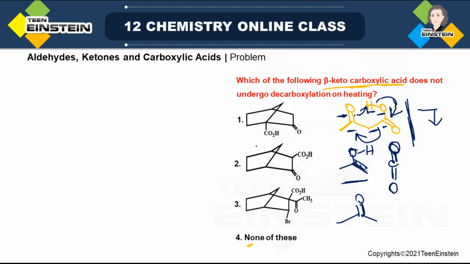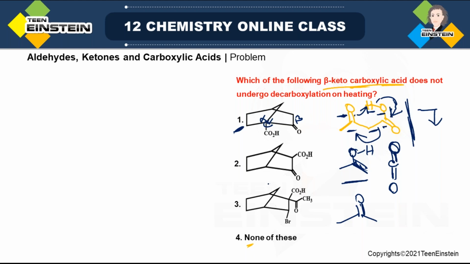Now look at the options. Option 1, this is a beta keto acid, because with respect to the CO2H group, if this is alpha, this is obviously beta. But in this case, this carbon is sp3, it is tetrahedral. But remember, because of this type of bicyclic structure, maintaining planarity will be difficult, because this CO2H is directly attached to this position. So that is why this will not give decarboxylation.